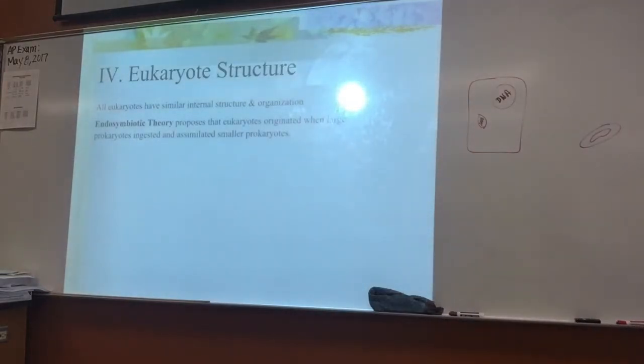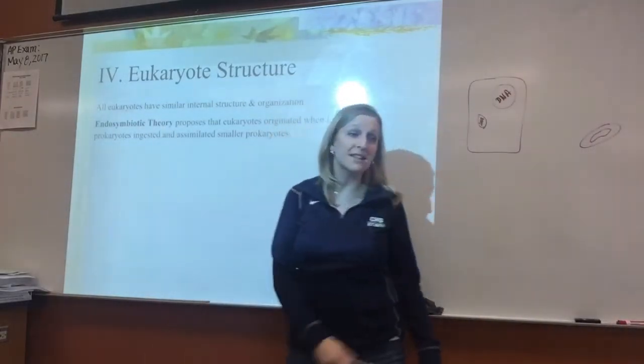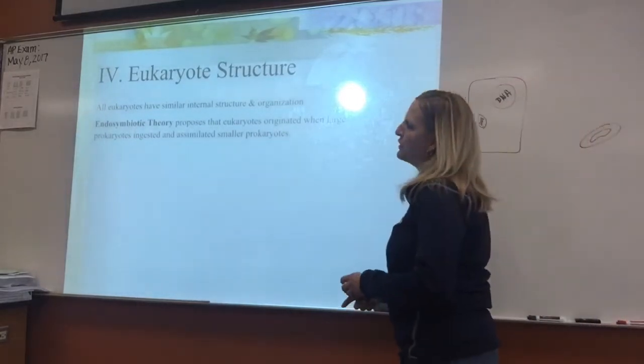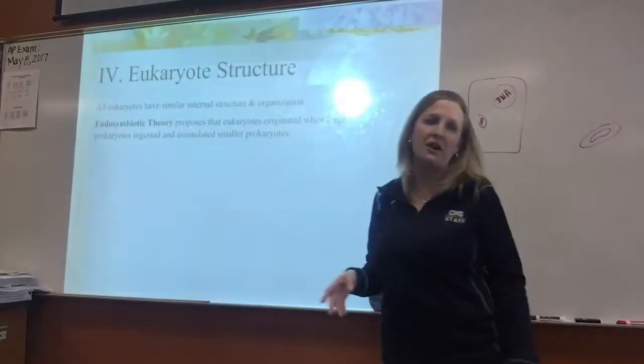And to relate prokaryotic to eukaryotic cells, this is a review, the endosymbiotic theory. Another way to say that is endosymbiosis. We've learned this before, so this is a review. It proposes that eukaryotes originated when large prokaryotes ingested and assimilated, which means it becomes part of them, smaller prokaryotic cells.